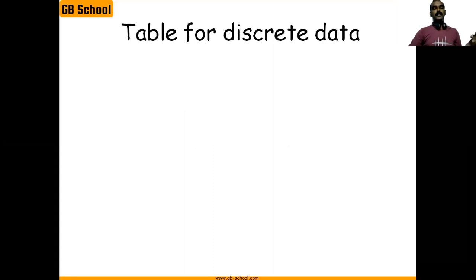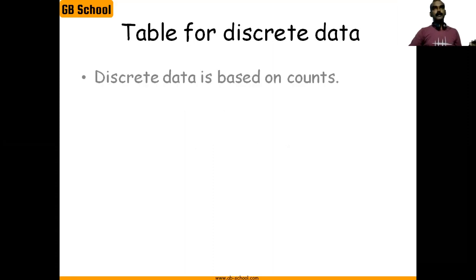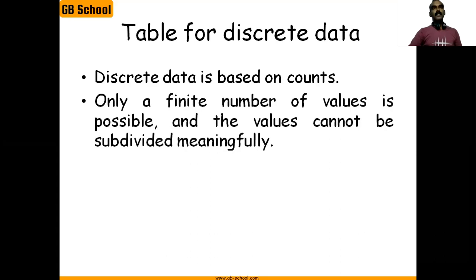Now let's start with frequency distribution table. What does discrete data mean? Discrete data are based on counts. Only a finite number of values is possible and the values cannot be subdivided meaningfully. What is meant here is that there will be finite numbers like 1, 2, 3, 4 or 5. There will not be any meaningful number between 2 and 3, like 2.5, 2.6. That kind of decimal points is not meaningful here.